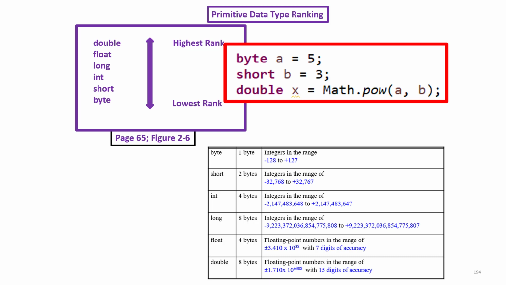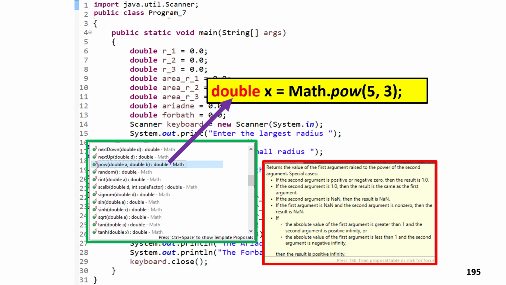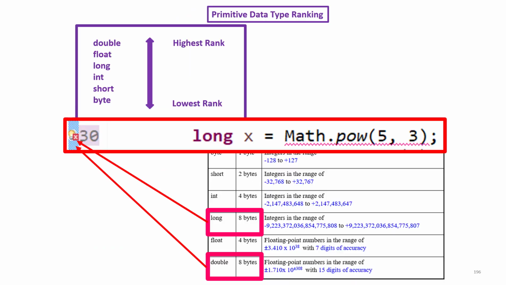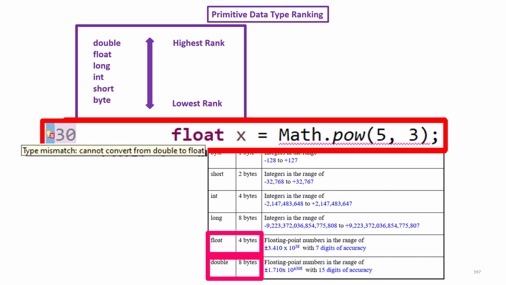However, the return type from method POW is a double. So in this line of code, x has to be declared as a double. Note that even though long and double have the same size, both take up 8 bytes of storage, it is a compile time error to attempt to assign the output of the POW method to a variable of data type long. And of course, float won't work because it only has 4 bytes of storage.